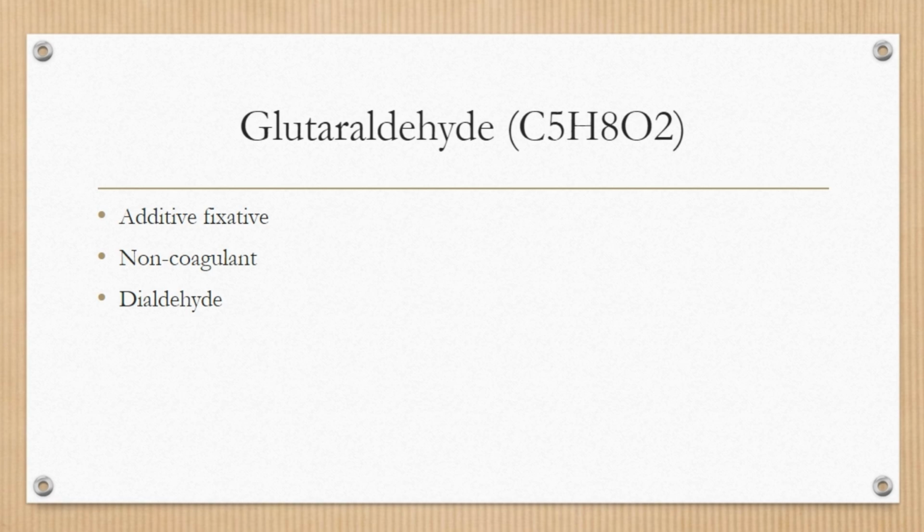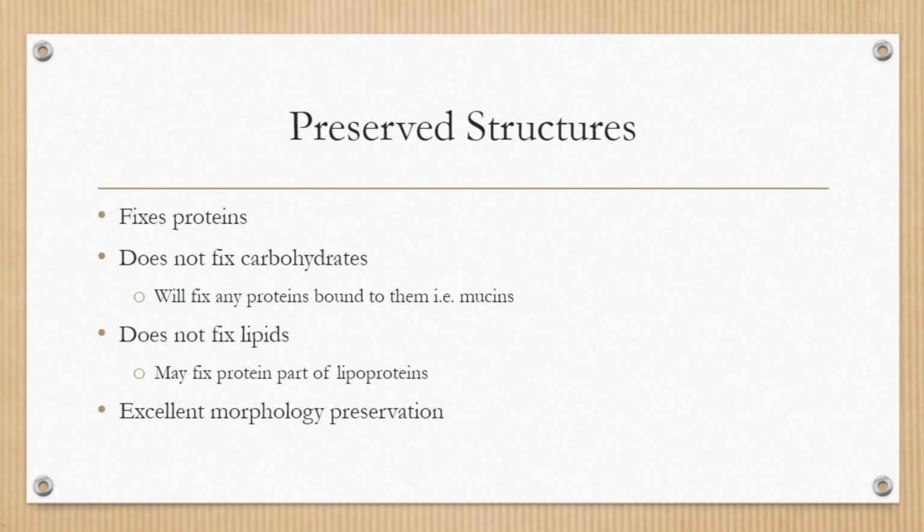Glutaraldehyde is a dialdehyde. Glutaraldehyde fixes and preserves proteins. It does not fix carbohydrates but will fix any mucins that are bound to them. It also does not fix lipids but may fix the protein part of lipoproteins. Glutaraldehyde is excellent at preserving morphology.